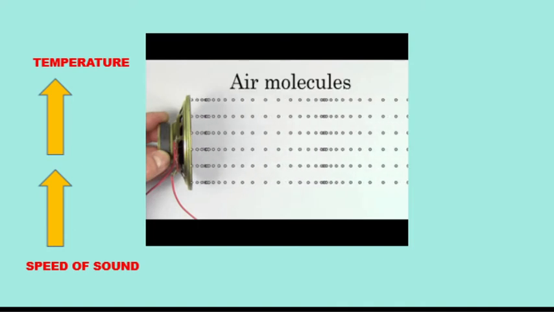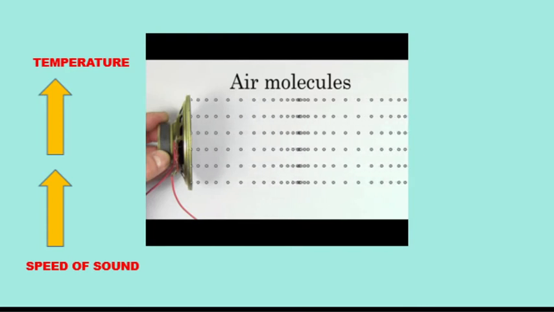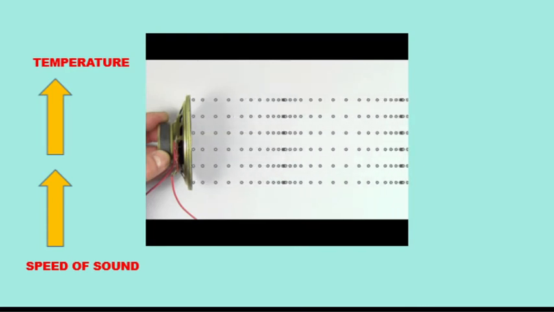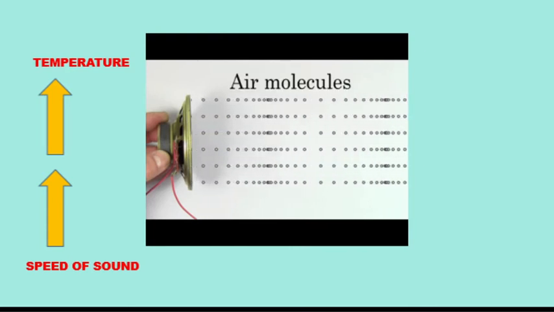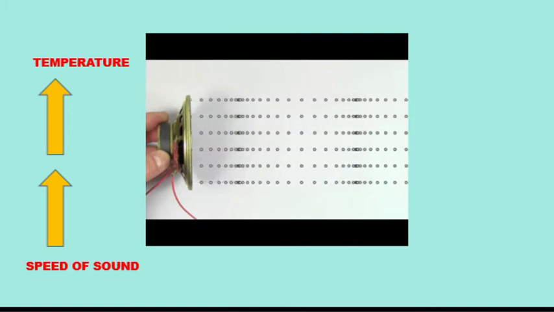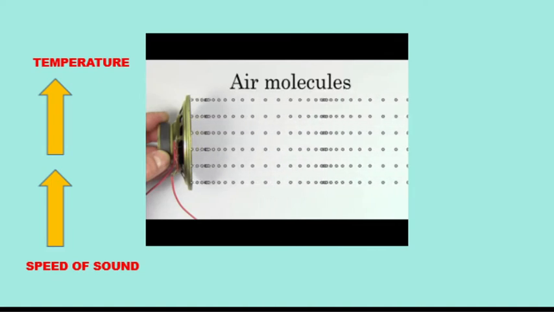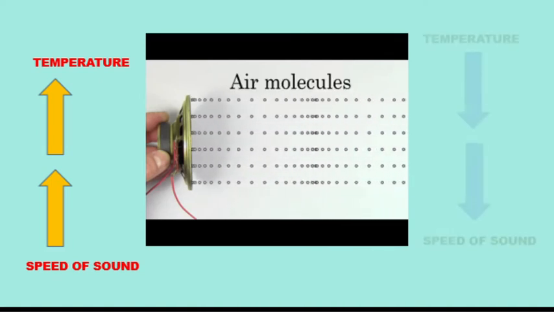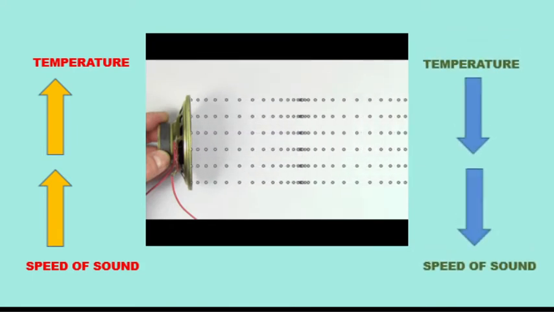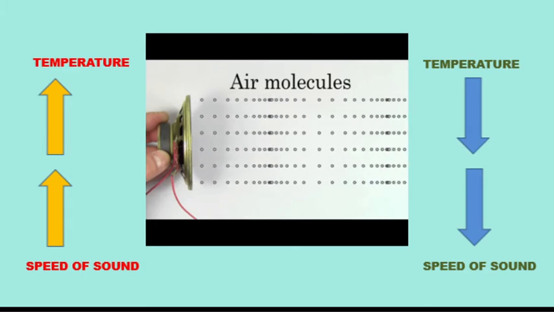Now, how can we relate this concept to the speed of sound? Since sound needs a medium, its speed depends on the speed of particles through which sound travels or transfers. If the temperature increases the movement of particles, it also increases the speed of sound. But when the temperature decreases, the speed of sound will also decrease.